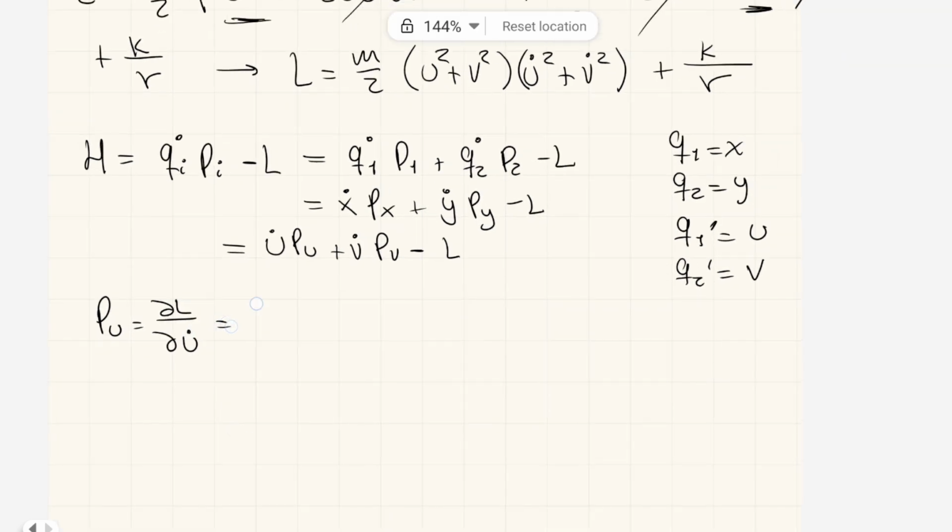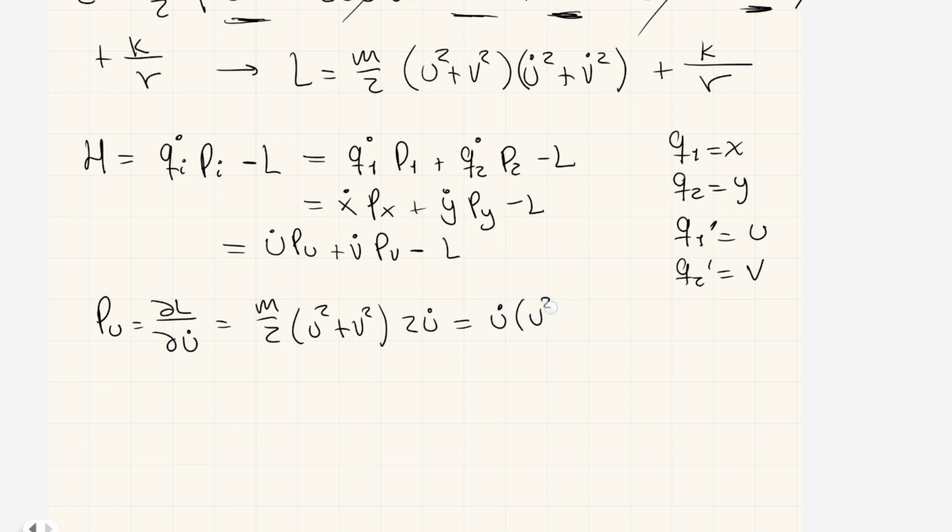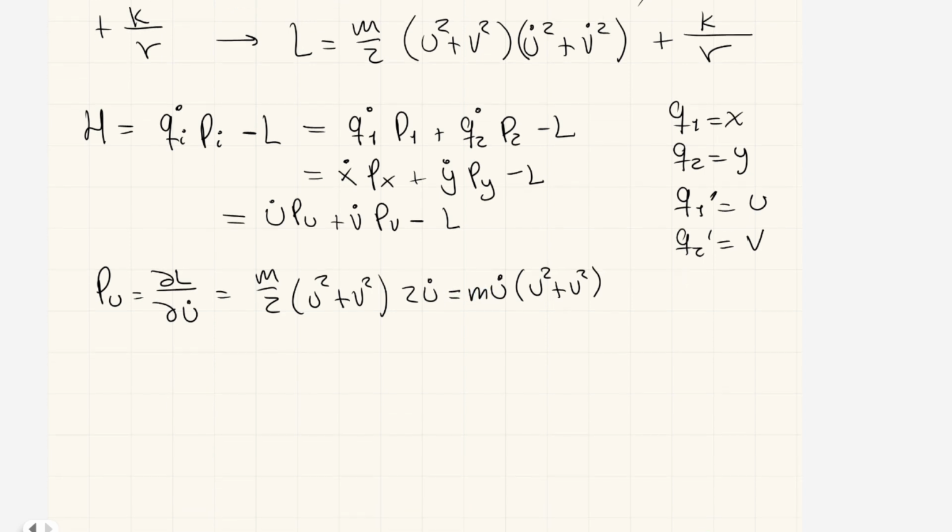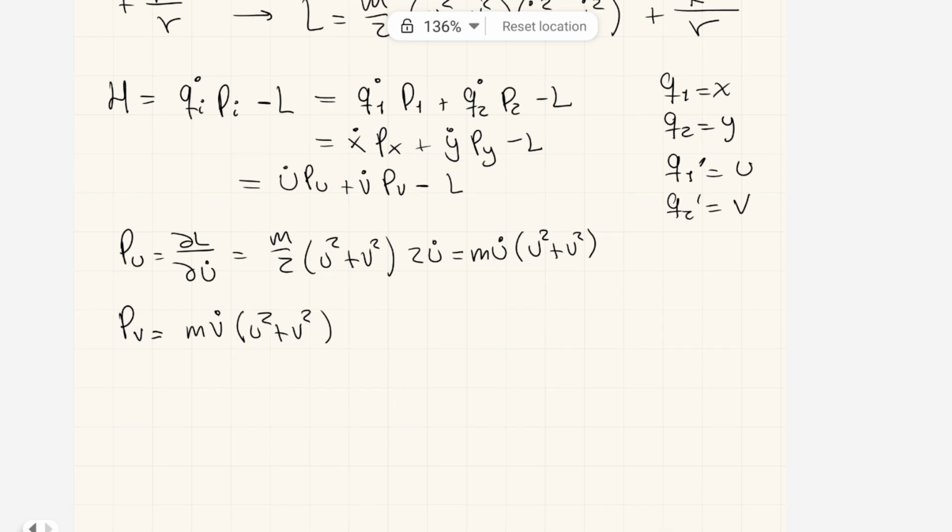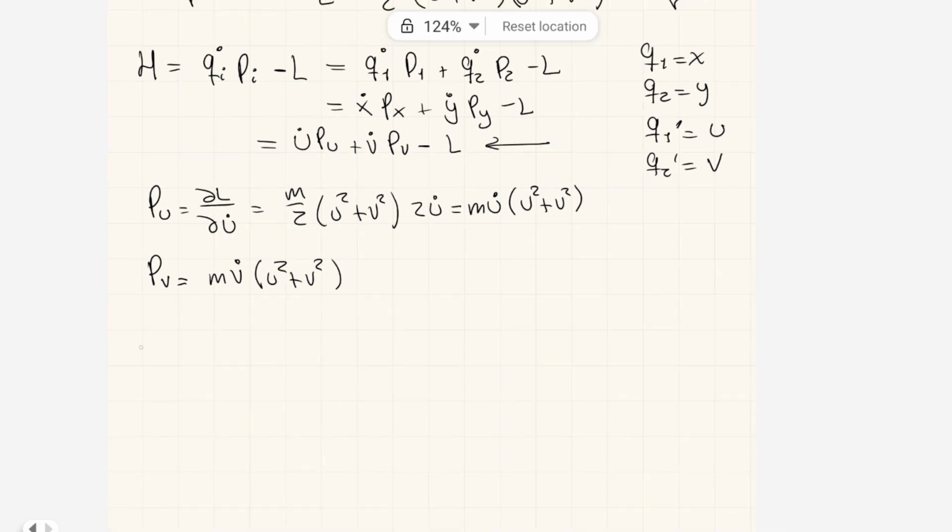Well, we will get m divided by 2 times (u squared plus b squared) times the derivative of u dot squared with respect to u dot, which is 2u dot. So this gives us pu equals m u dot times (u squared plus b squared). Due to the symmetry of the problem, we will get that pb is equal to m b dot times (u squared plus b squared).